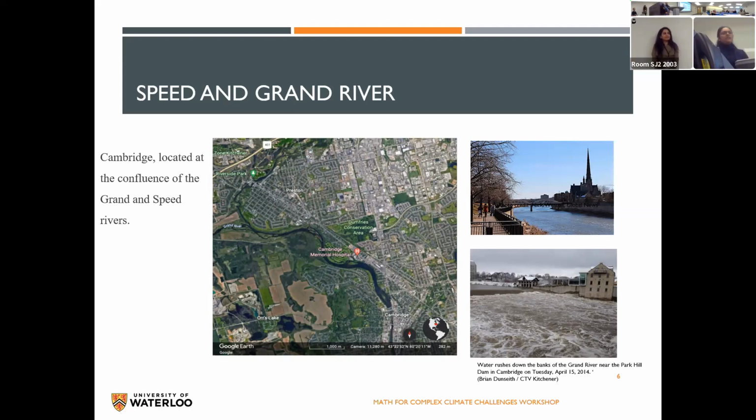We chose this region because, first and foremost, two major rivers meet at the city of Cambridge, which is an urban settlement. Also, there is a frequent occurrence of floods in the Cambridge area, and there is a long history of large flood events that have occurred in Cambridge.